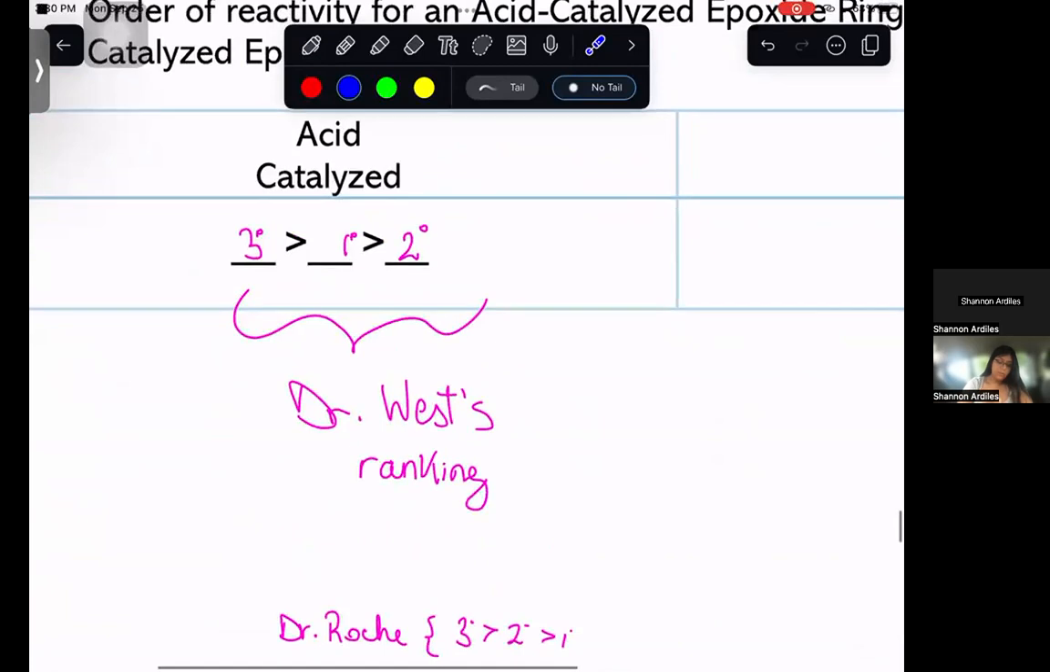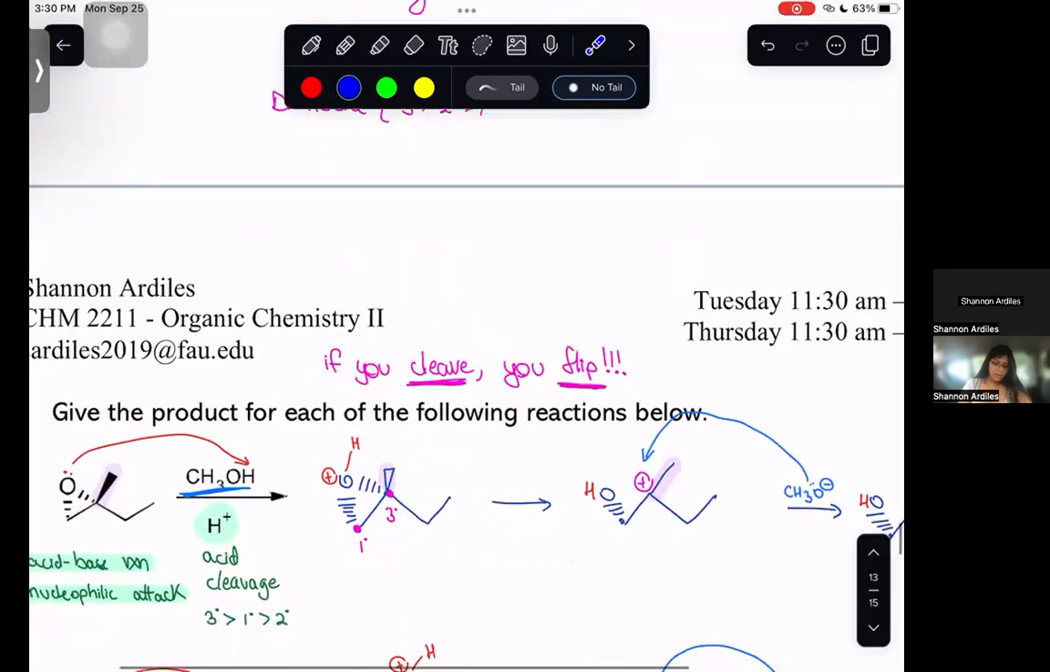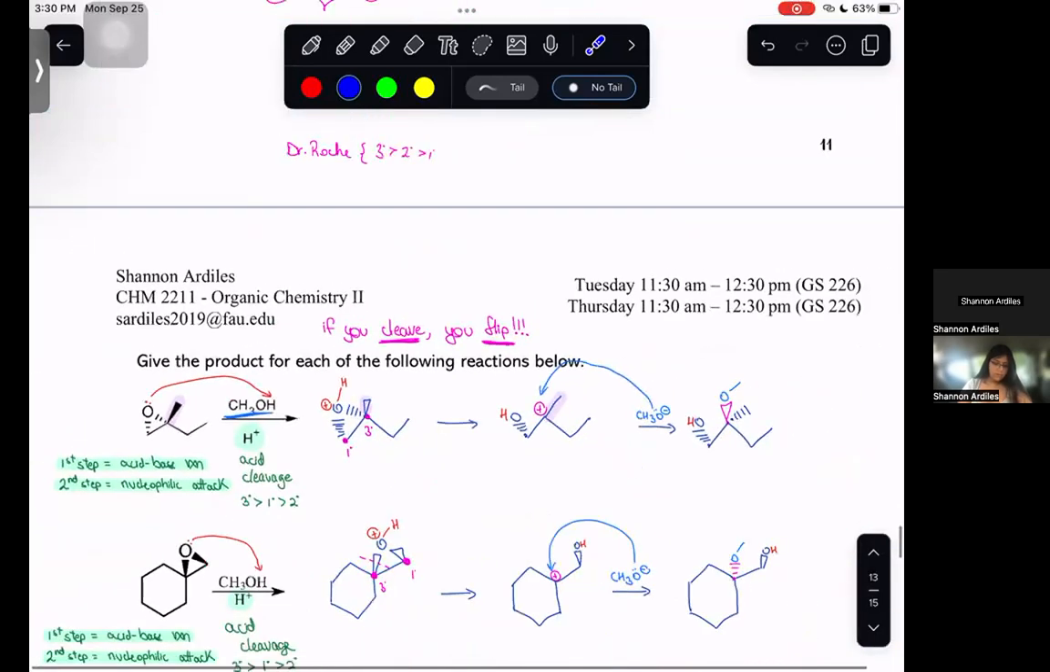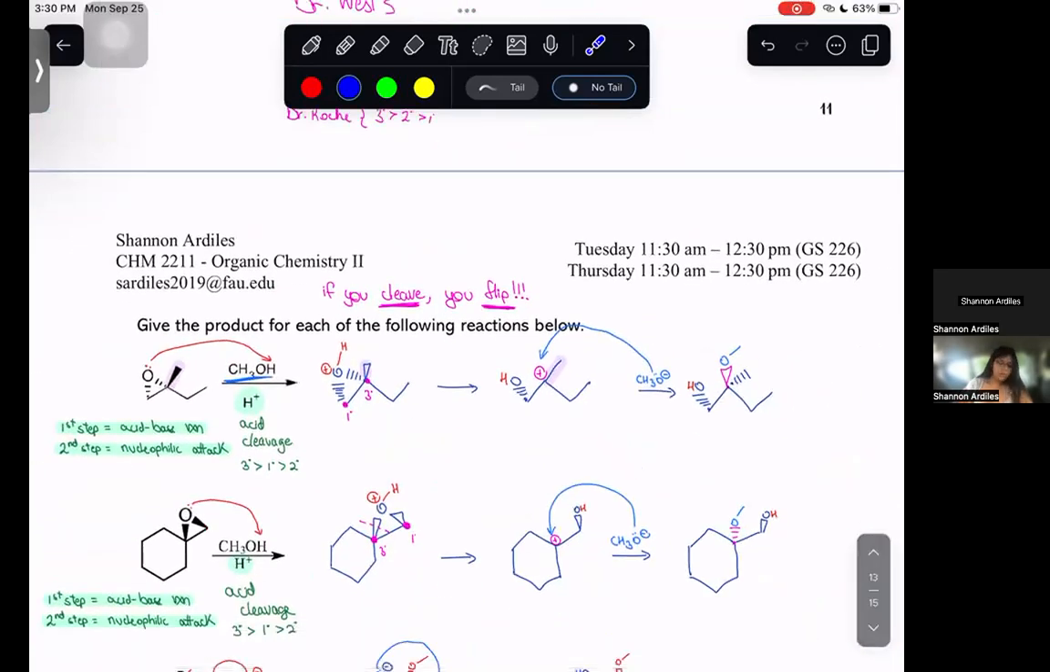But for Dr. West, and the one that you guys are going to be using for the next exam, it's going to be tertiary, primary, and then secondary. Okay, only focus on this unless you're taking Dr. Roche. I know that a lot of you got confused because we were confused on the different ranking and also the ranking of the cleavage itself.